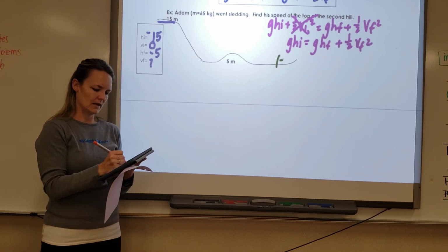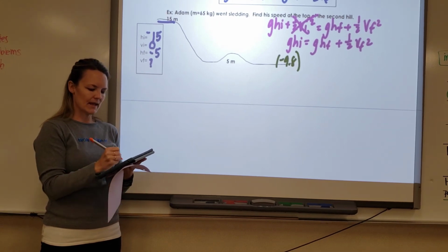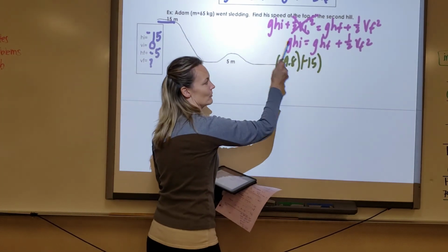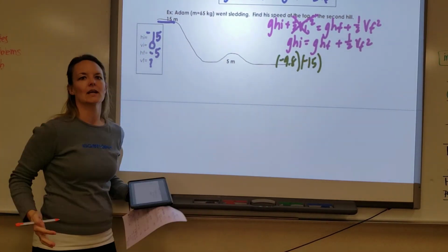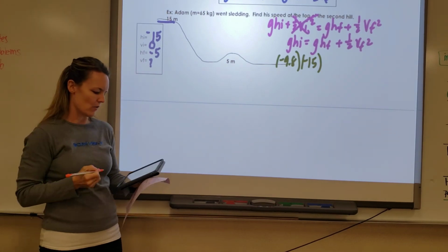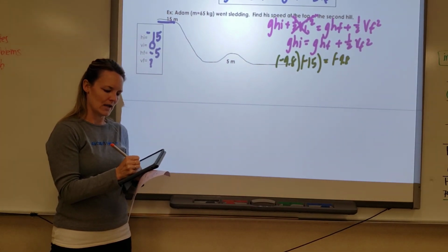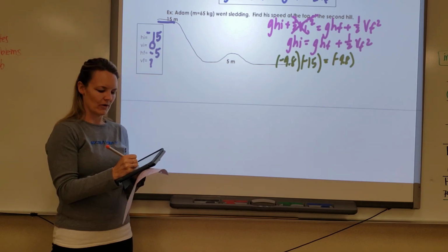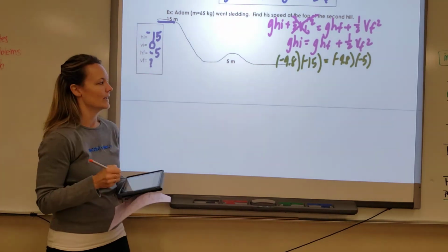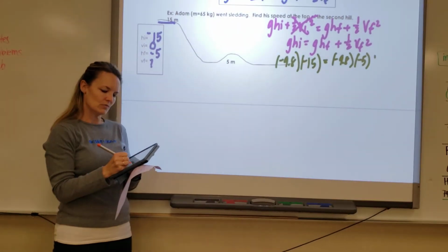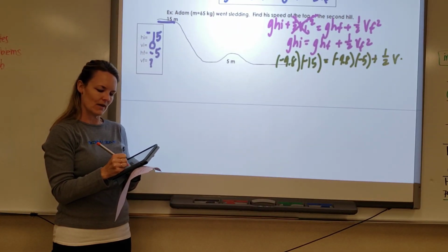Gravity, negative 9.8, times my initial height, negative 15. Either make them both negative or both positive. Think of it like an absolute value, it will cancel out. That is equal to gravity, negative 9.8, times HF, that is a negative 5. Once again, the two negatives are going to cancel out, and then what we do not know is the VF.